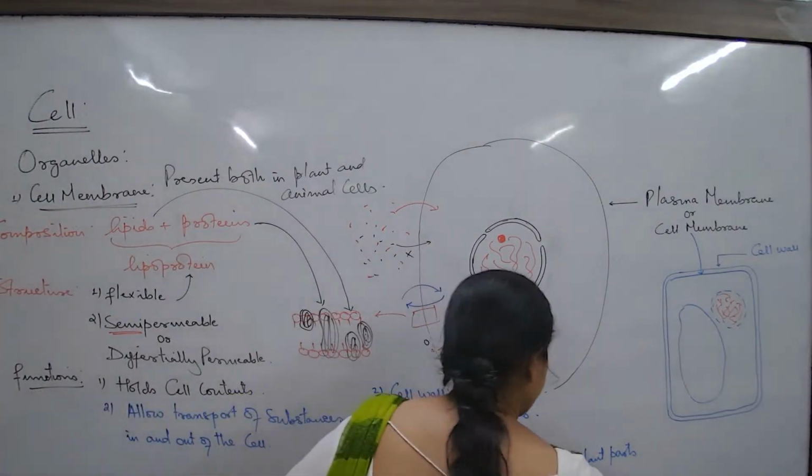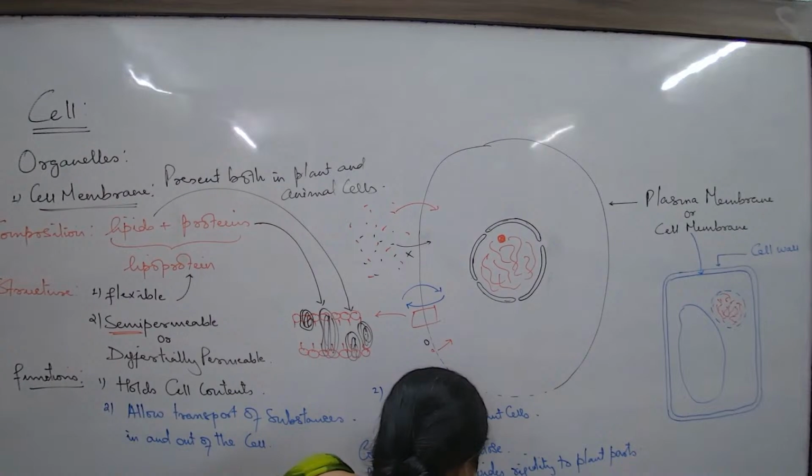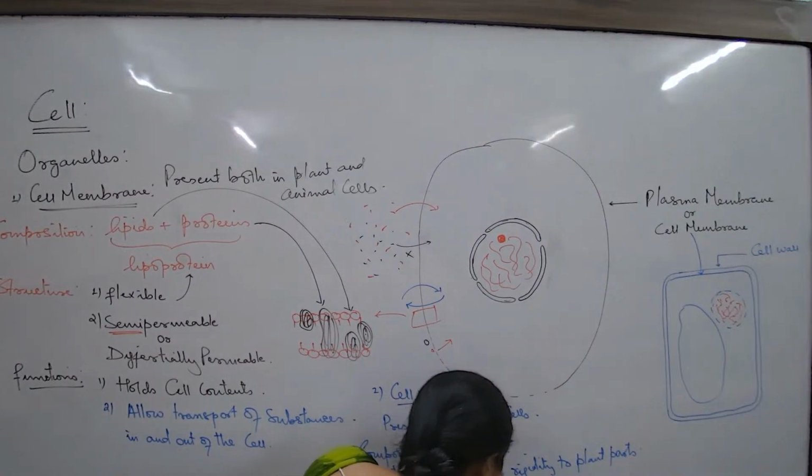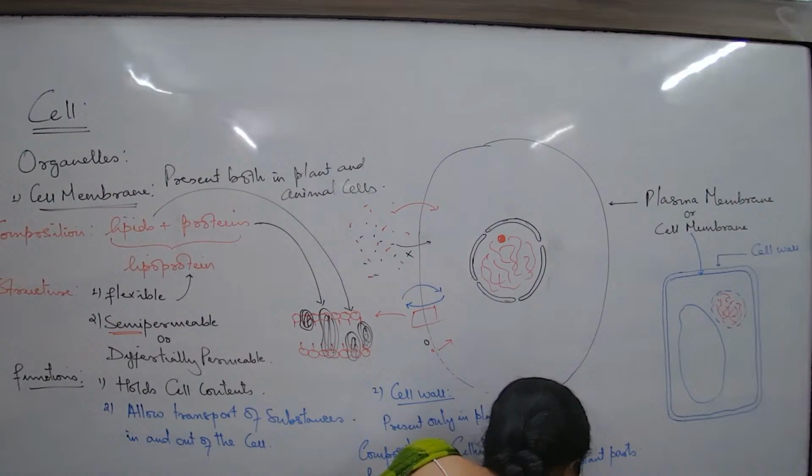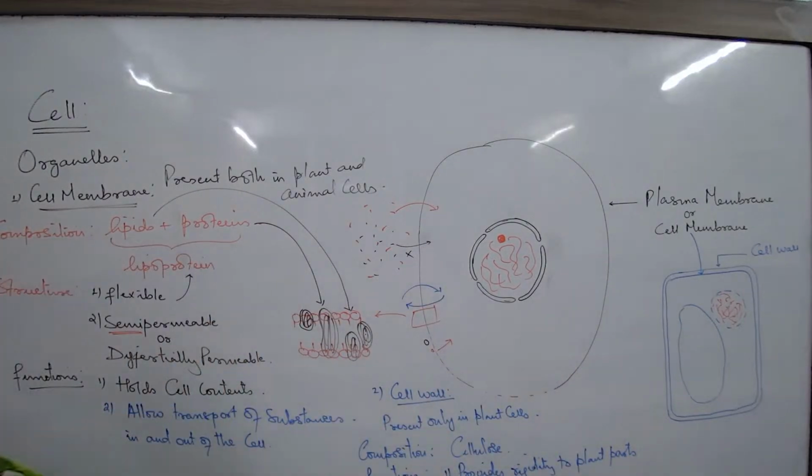Then the second function is that it is freely permeable. What is the meaning of freely permeable? The word freely permeable clearly gives us an idea that this cell wall must be allowing the movement of everything in and everything out. The plant cell wall helps in the movement of every substance in and every substance out of the cell.